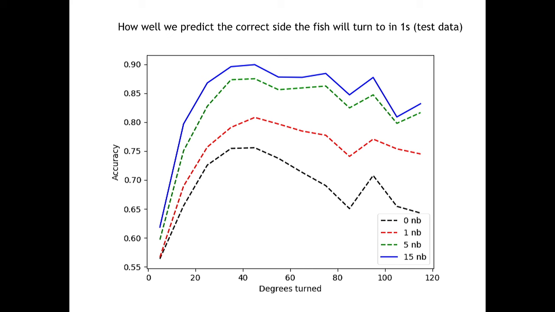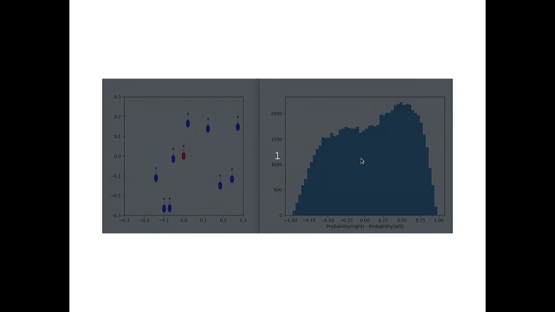If you look at the turning angle of the animal 1 second in the future against the accuracy of the system, it already works quite well with no neighbors, because already by knowing that the animal is accelerating to the left, you're going to know a bit of the future. But if you add 5, 10, or 15 neighbors, this network has a very high accuracy at predicting whether it's going to turn right or left, close to 90%. And that's the maximum we have achieved with any network.